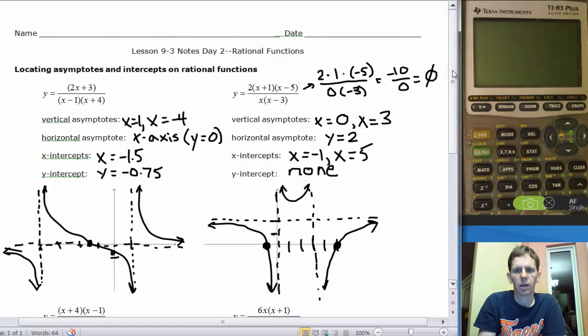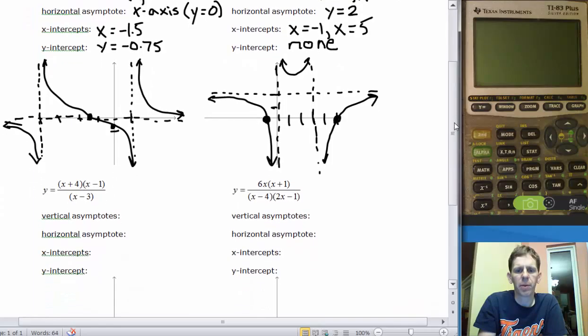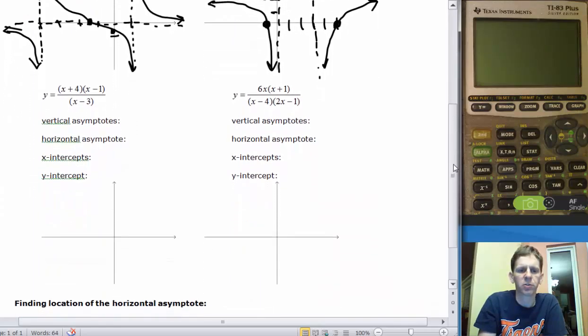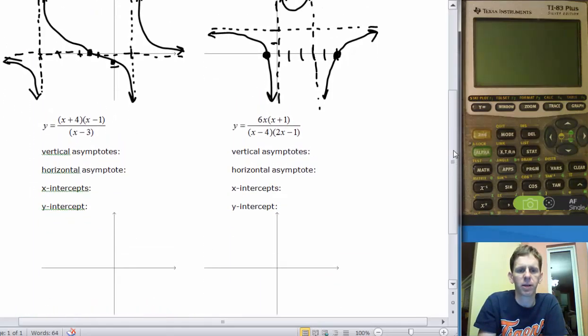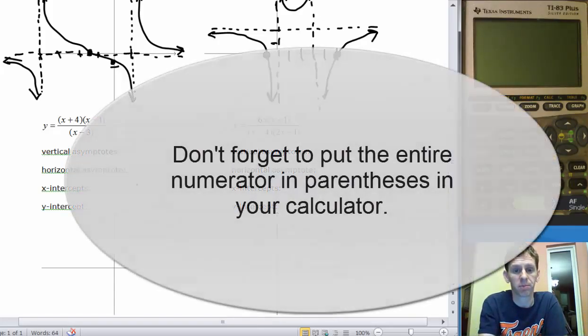So again, on this third problem in the bottom left of our paper here, x plus 4 times x minus 1 over x minus 3, what I'd like you to do in just a moment is pause the video, see if you can find the locations for the vertical asymptotes, x-intercepts, and y-intercept. This time we'll have something completely different for the horizontal asymptote as well. So pause the video and see if you can find those three things.